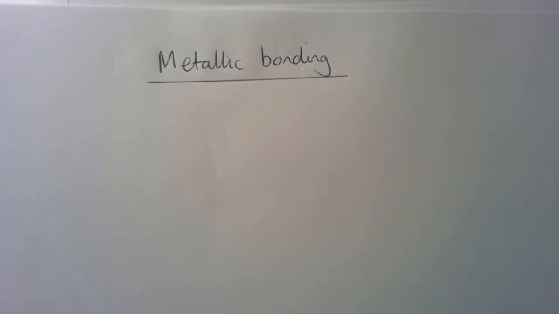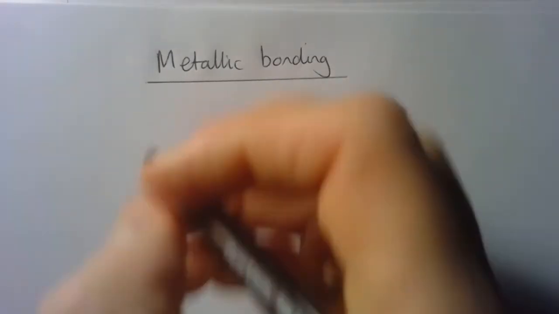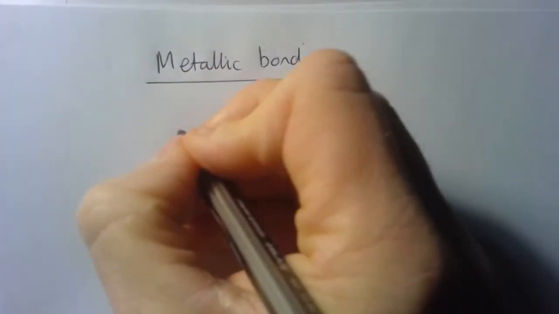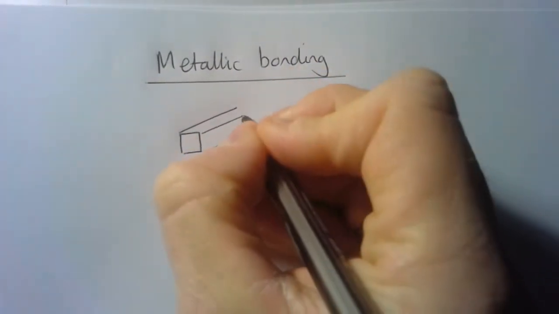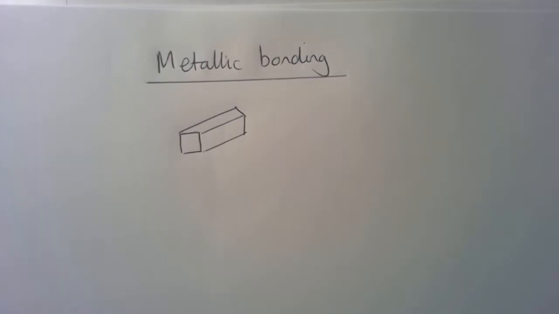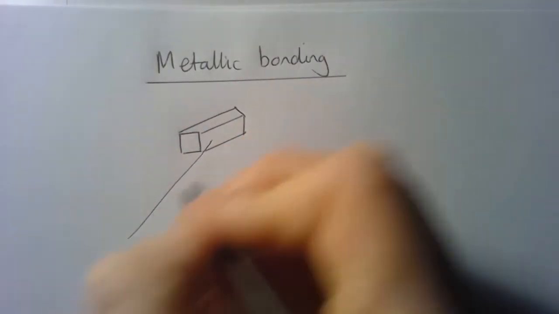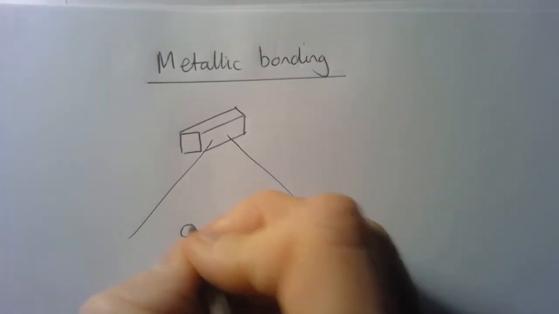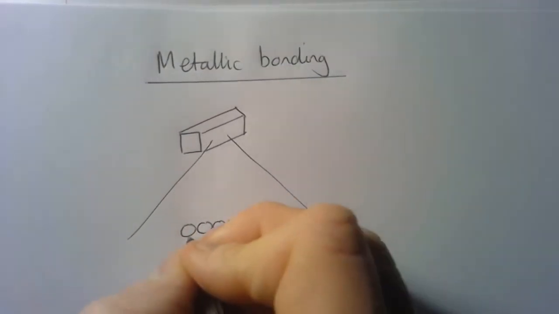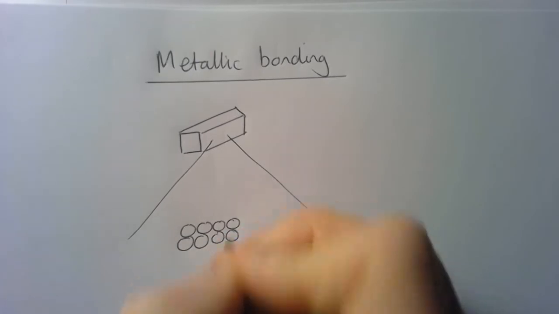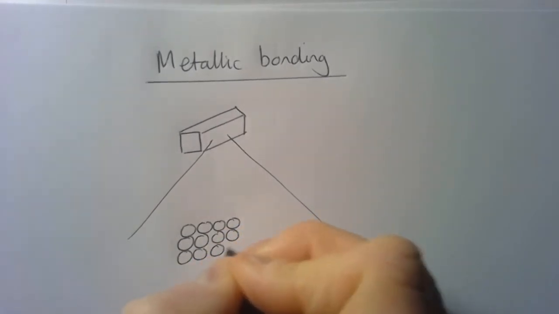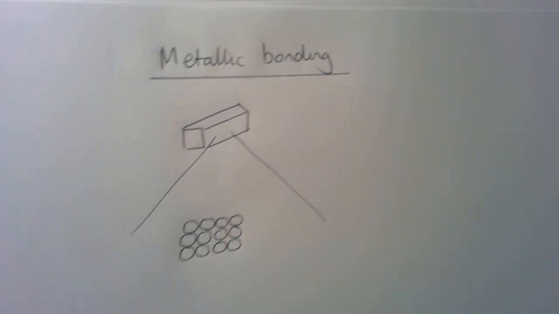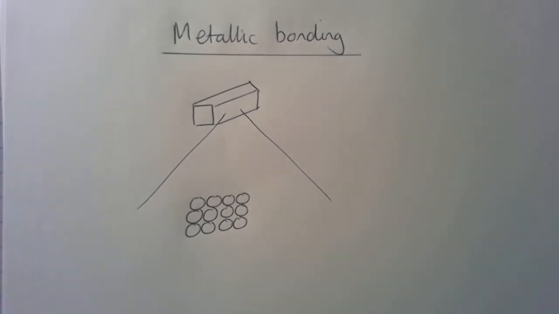So we're going to look today at metallic bonding. So let's think, if we had a solid piece of pure iron and we were to look really closely at that solid piece of iron, we would see that it's made up of particles. And because it's a solid, these particles are arranged in a regularly arranged lattice, and they're just vibrating on the spot.